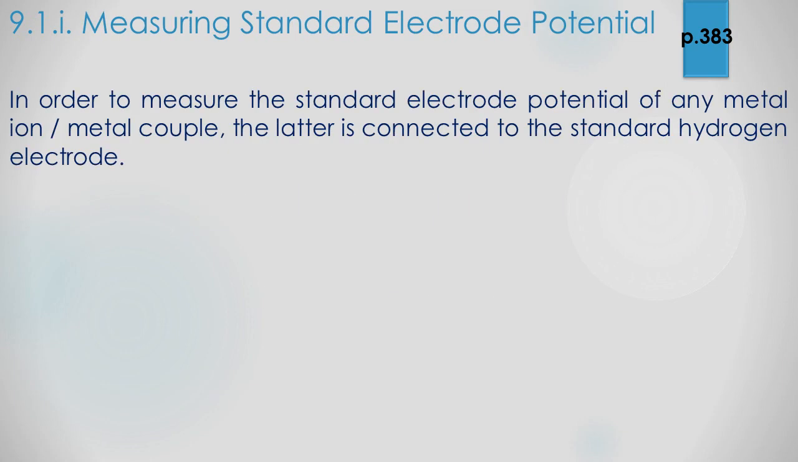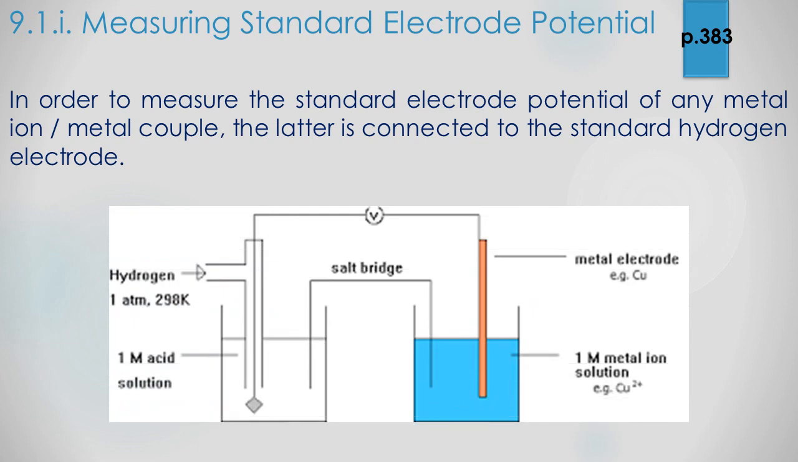In order to measure the standard electrode potential of any metal ion and metal couple, the latter is connected to the standard hydrogen electrode. So for example, in this case, you have a Cu metal electrode dipped in a Cu2+ solution. Again, the concentration has to be 1 molar to meet the standard conditions. This half cell is connected to the hydrogen half cell, the standard hydrogen electrode. Again, the hydrogen gas pressure is 1 atmosphere. The concentration of the acid solution is 1 mole per decimeter cube and the temperature is 298 kelvins.